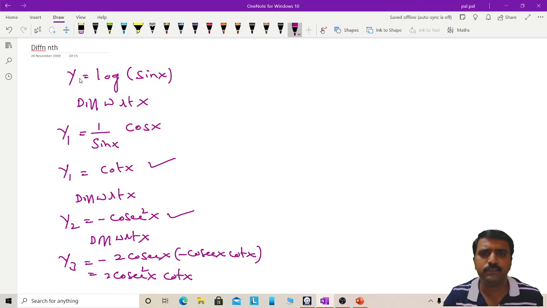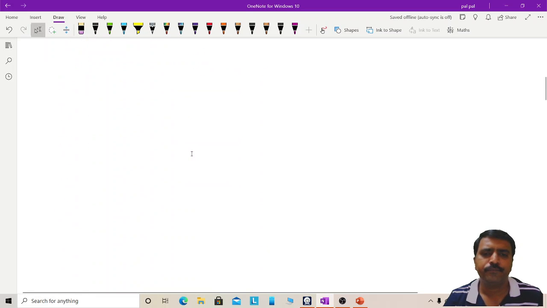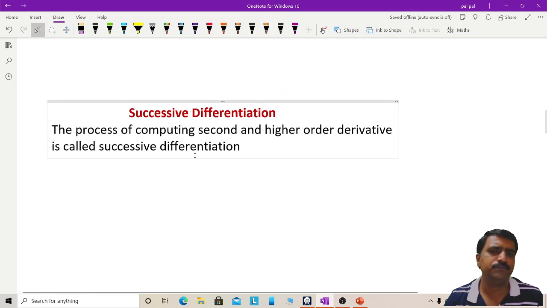So that means the process of computing second and higher order derivatives. If you differentiate y3, it gives y4. Differentiate y4, it gives y5. So the process of computing second and higher order derivatives is called the successive differentiation. That is the meaning of successive differentiation.